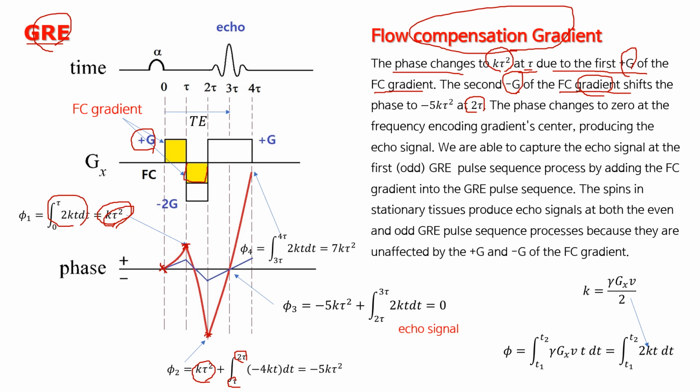this is for the flow compensation gradient, and this one is the frequency encoding gradient. So these two gradients are added, so we have minus 2G slope of the gradient. Therefore, in this relation, here 4k and minus 2G, so minus 4k. Okay. And we can get minus 5kτ² phase change here.